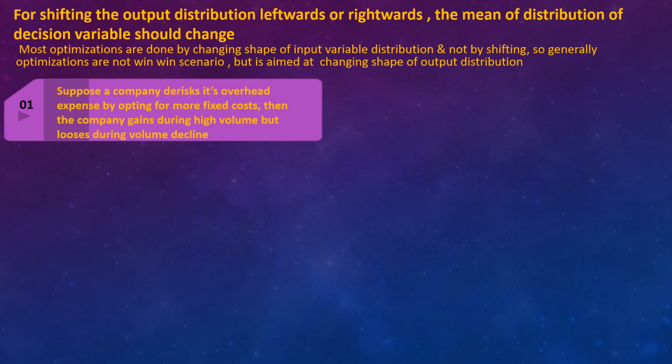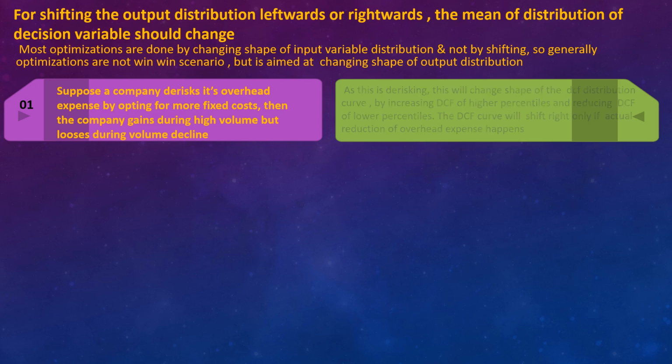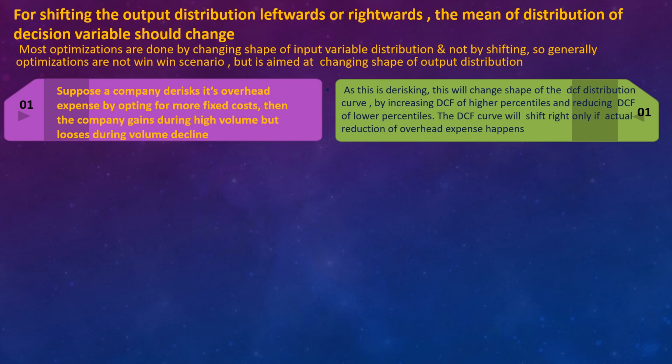Suppose a company de-risks its overhead expense by opting for more fixed costs. Then the company gains during high volume but loses during volume decline. As this is de-risking, this will change the shape of the DCF distribution curve by increasing the DCF of higher percentiles and reducing the DCF of low percentiles. The DCF curve will shift right only if an actual reduction of overhead expense happens.